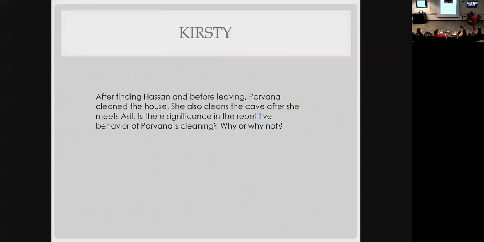Isn't it interesting that she does female things though? She performs a role that is traditionally associated with females, taking care of the house. Of course, Asif is participating in this too, but Asif participates also in child rearing.